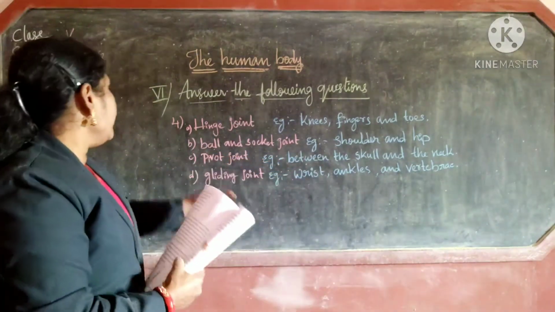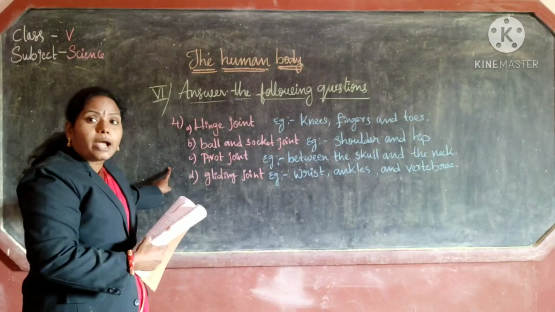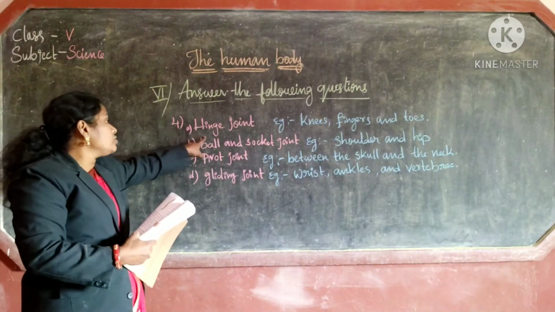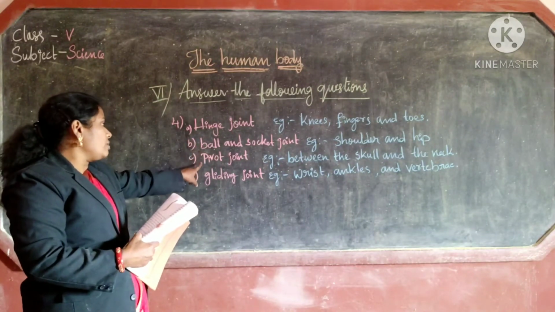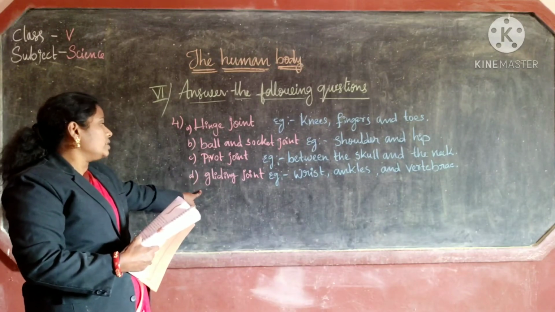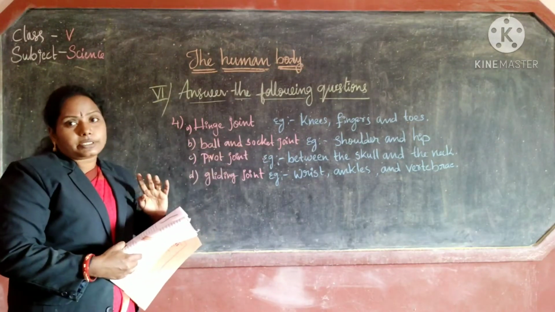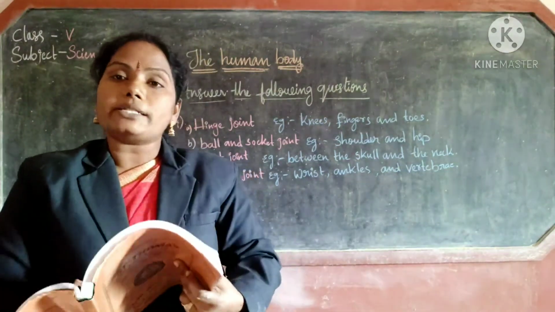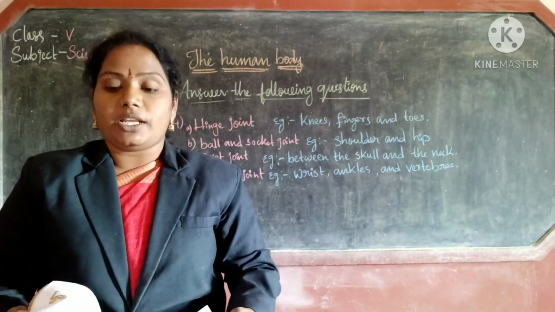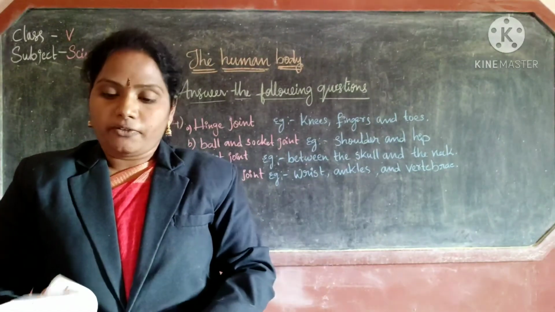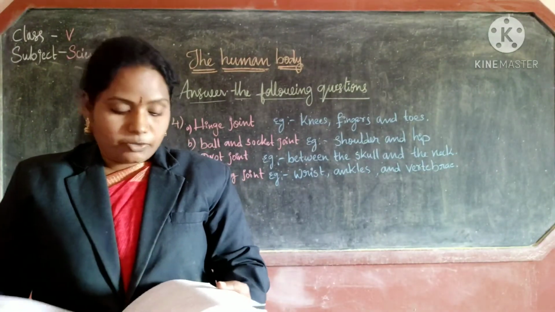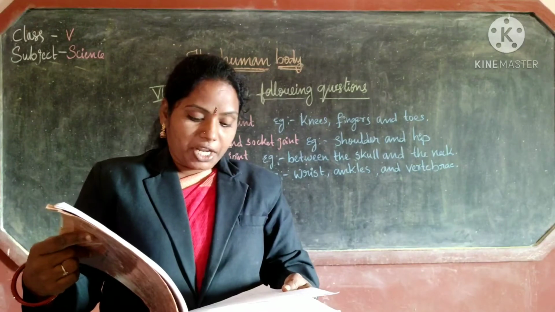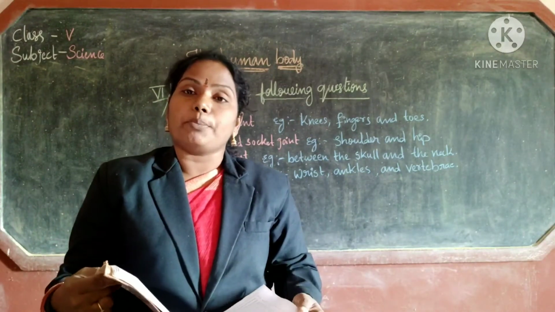Then you have to write this one. Hinge joint, ball and socket joint, pivot joint, gliding joint. So these are the examples. This you have to write. Now the answer is finished. Which answer is finished? Fourth answer is finished. Now the next one is: name the different types of muscles with examples.